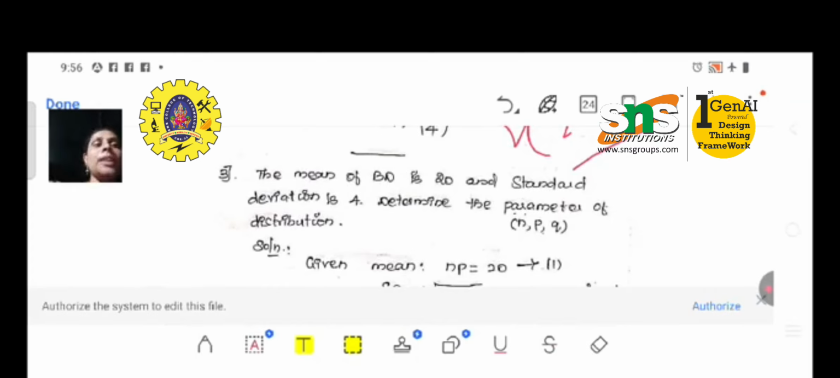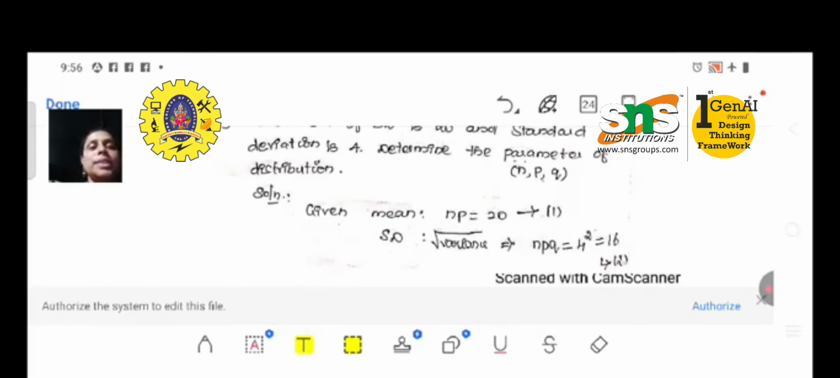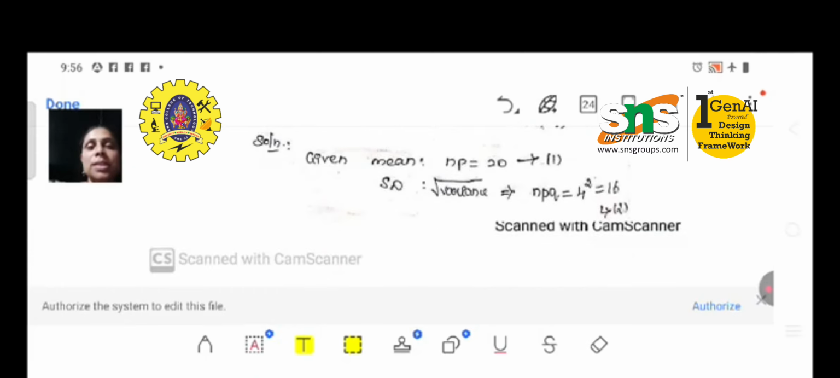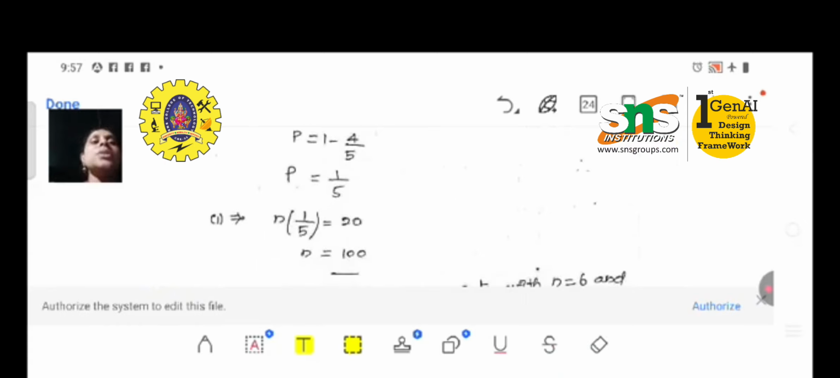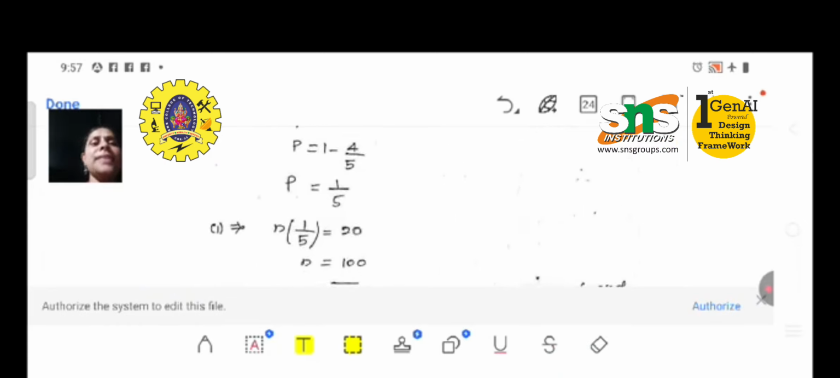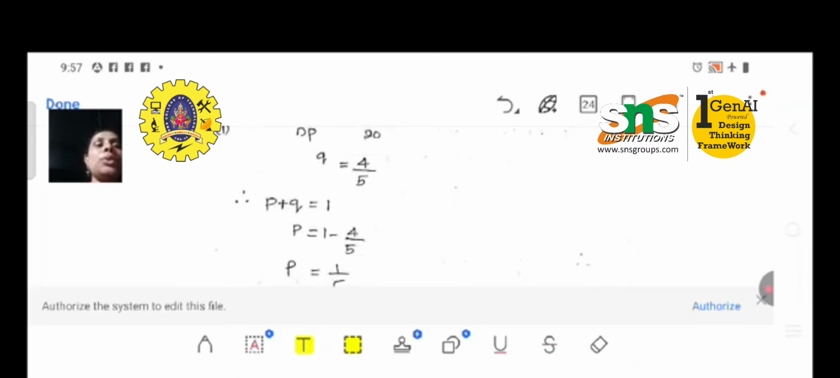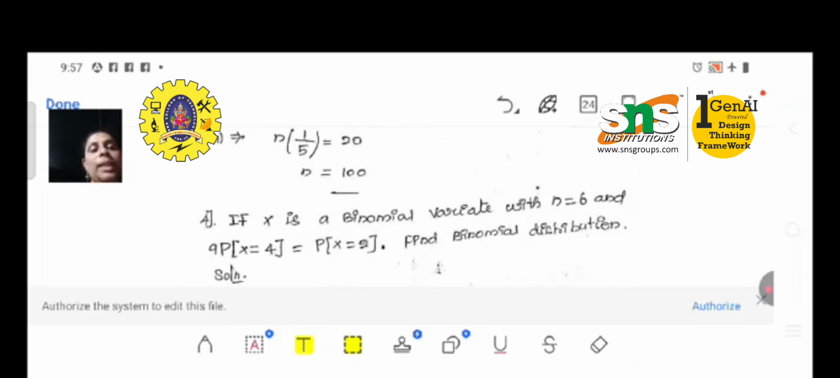Here you see the problem: the mean of a binomial distribution and the standard deviation. In the previous problem, the mean and variance were given. In this problem, the standard deviation is given. The standard deviation is 4. Estimate the parameters of the distribution. What are the parameters? Here n, p, q. The standard deviation is the root of the variance, so using the same steps as in the previous one, we find the n, p, q values. The answer is n is 100, p is 1 by 5 and q is 4 by 5.